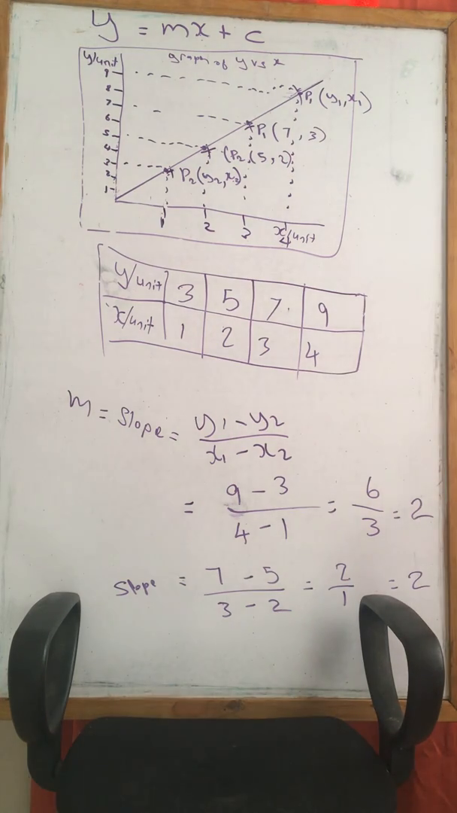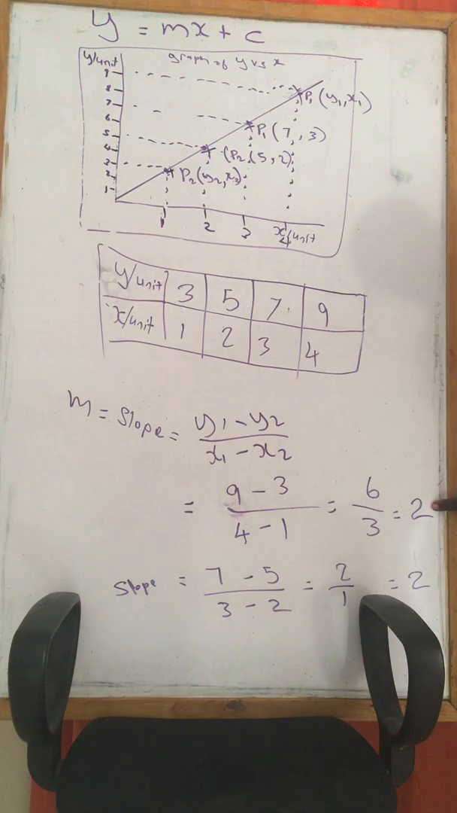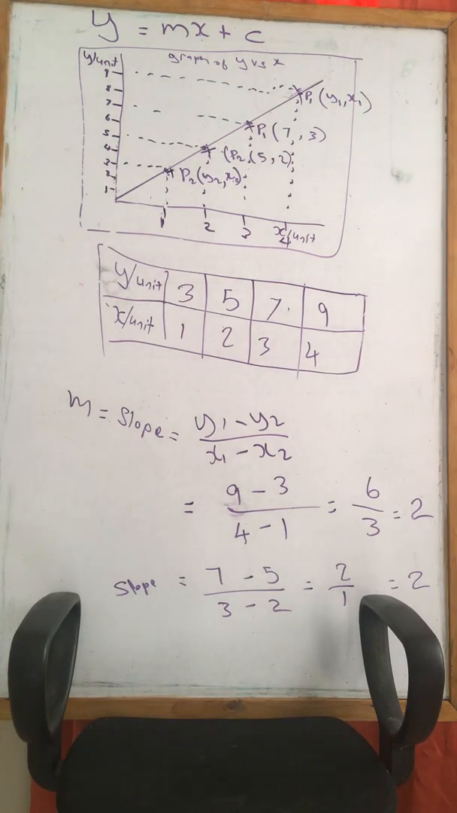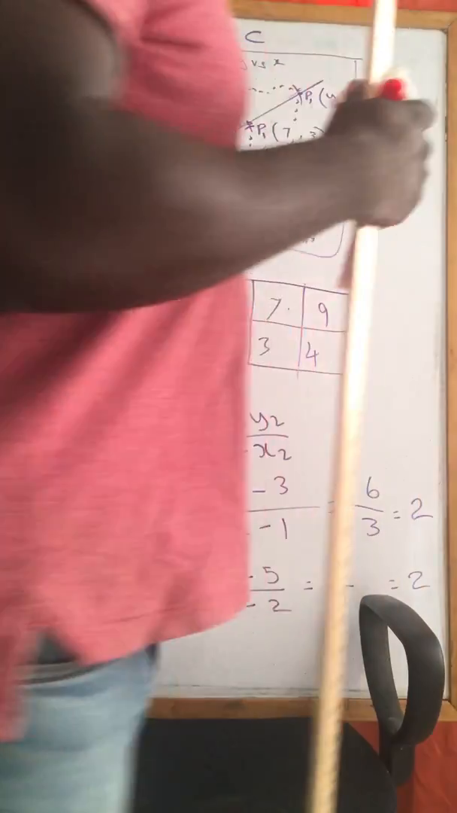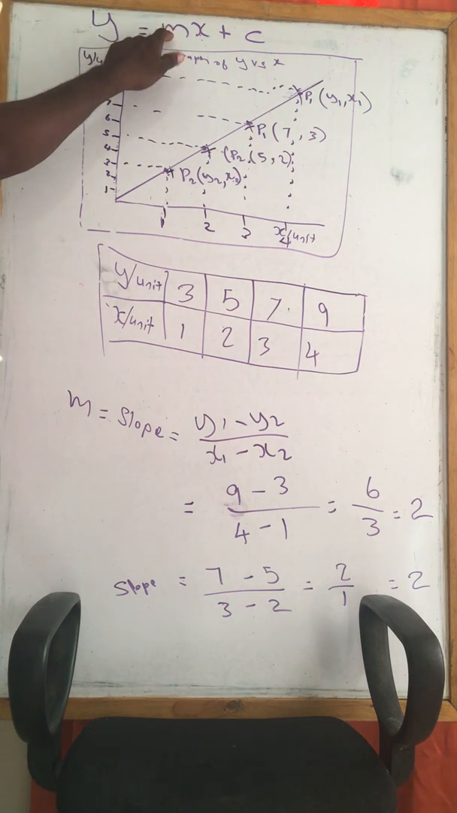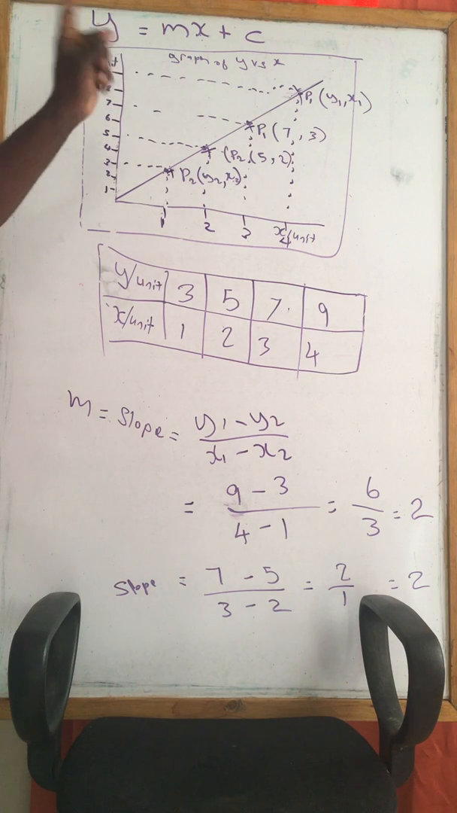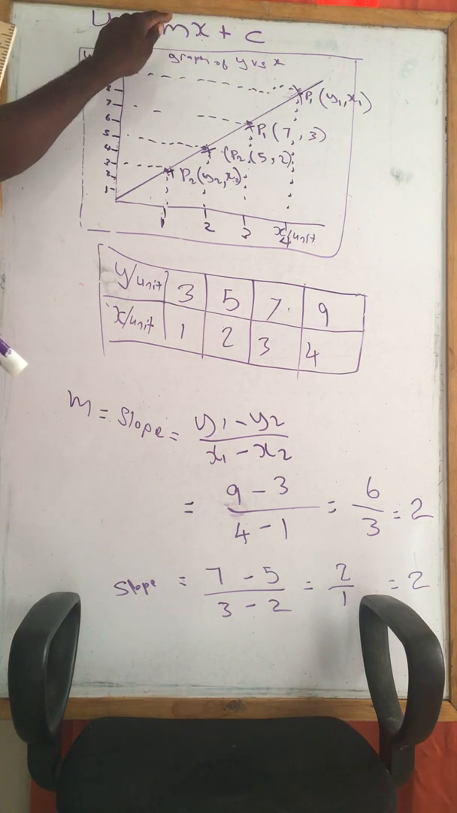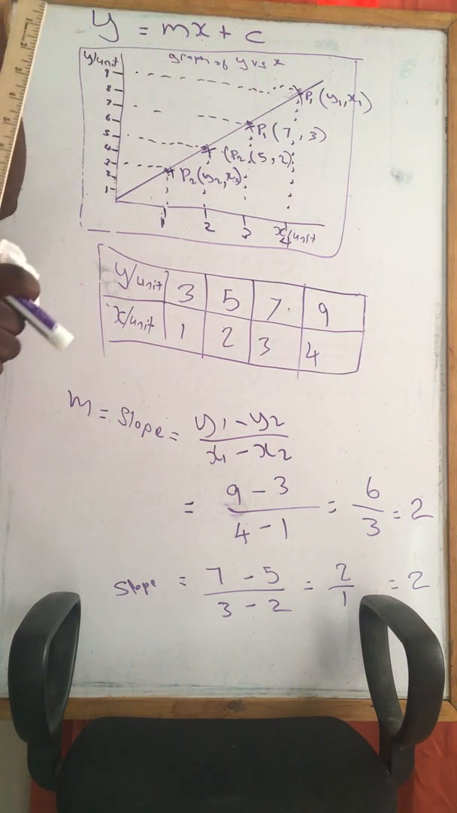And what we recognize here is that in the first scenario we get 2, and also in the second scenario we also get 2. So then what we notice is that what? M will never change. So then we say that it is a constant. For a straight line graph, M is a constant. It will never change, right?